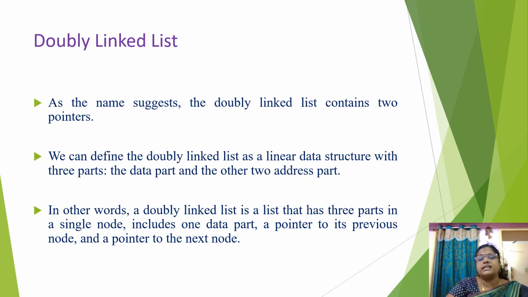Doubly linked list. As the name suggests, the doubly linked list contains two pointers. We can define the doubly linked list as a linear data structure with three parts. One is the data part, the other two are address parts. In other words, a doubly linked list is a list that has three parts in a single node: one data part, a pointer to its previous node, and a pointer to the next node.